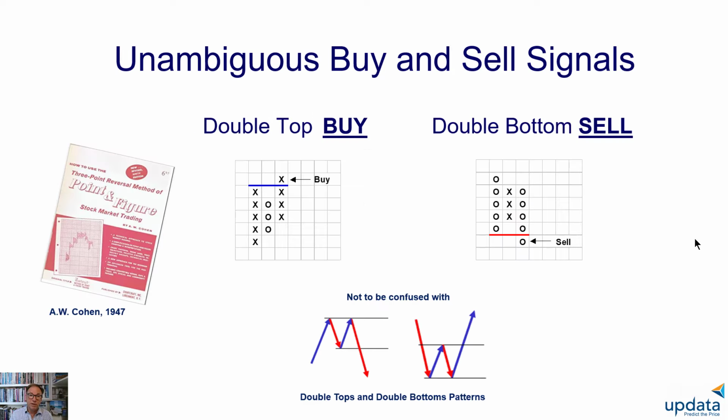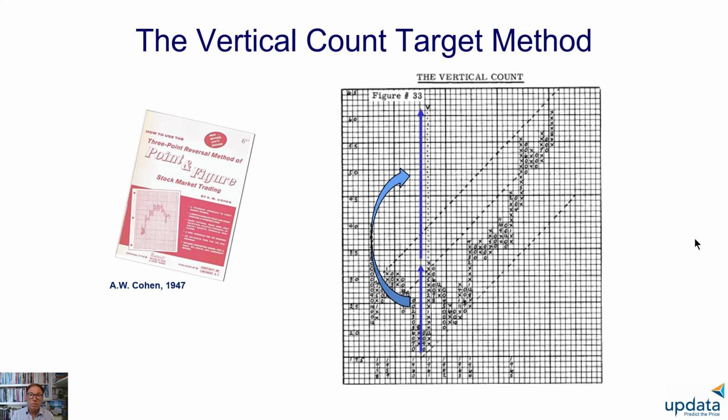So Cohen was the first to identify this idea of double top buy and double top sell signals. These were unambiguous signals, not to be confused with double tops and double bottoms that we normally talk about in technical analysis. The way you differentiate is by saying a double top buy or a double top sell. These were patterns and signals that were part of this grid. And what Cohen came up with was this concept that that first initial thrust off a low, that buying thrust off a low, would then give a resultant move target.